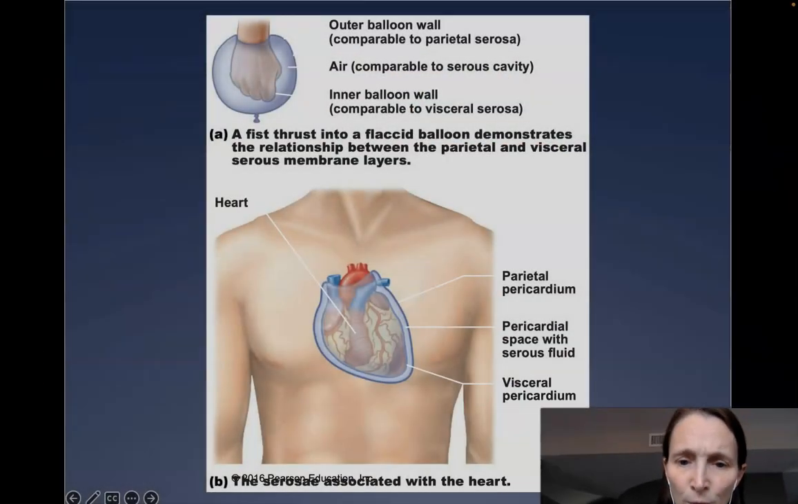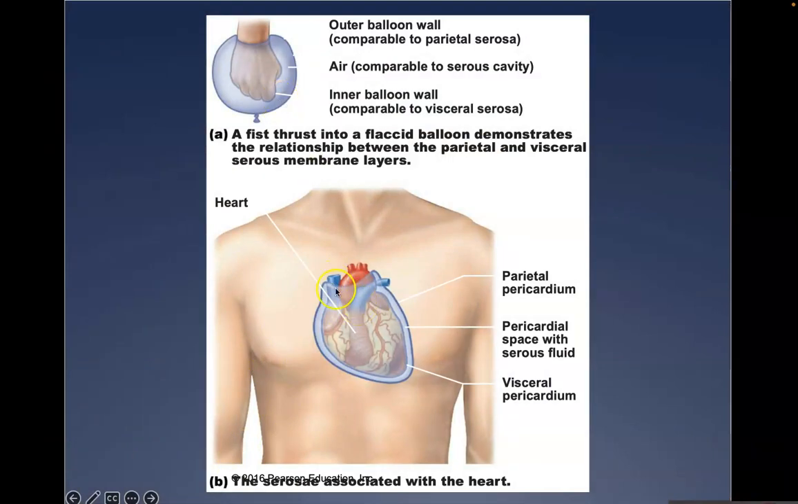So let me go ahead and take away my camera here for a minute so you can see this. If you can picture your fist being the heart, and this balloon being the serous membranes, and you punch your fist into this balloon, this balloon now becomes the serous membranes. The outer layer of this balloon is going to be the parietal layer. And then the inner layer, directly up against the heart, is going to be the visceral layer. We call it the visceral layer because it's right up against the viscera, the organ.